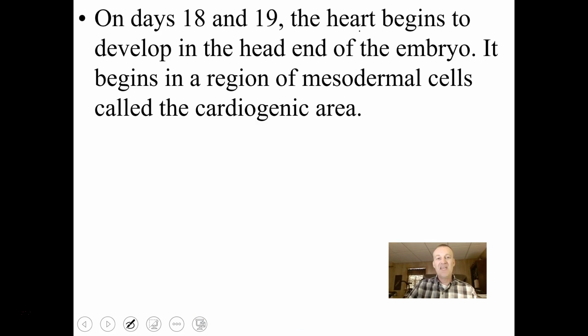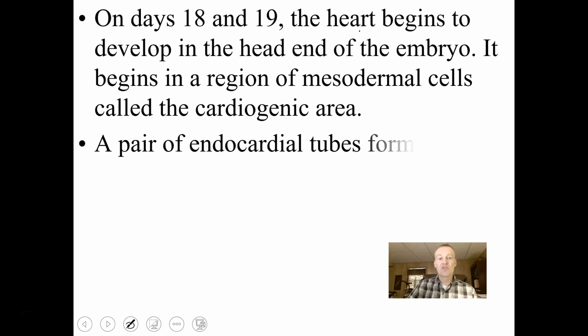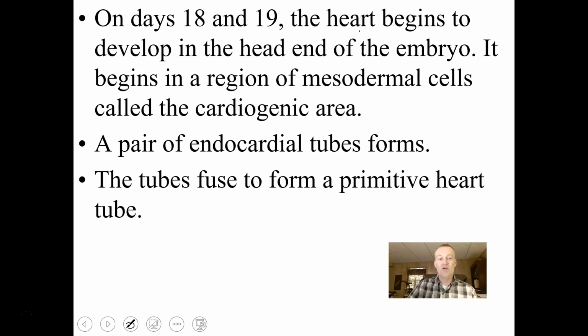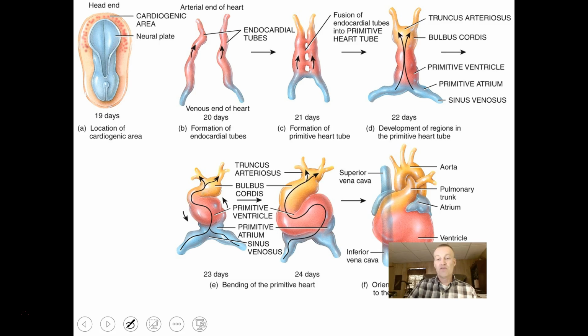On days 18 and 19, the heart begins to develop in the head end of the embryo. It begins in a region of the mesodermal cells called the cardiogenic area. So the heart actually forms from a pair of endocardial tubes. These tubes will fuse together to form a primitive heart tube. This is a pretty amazing area as well. So at 19 days, we have cardiogenic regions. In these cardiogenic regions will form these little tubes. So you have a pair of tubes.